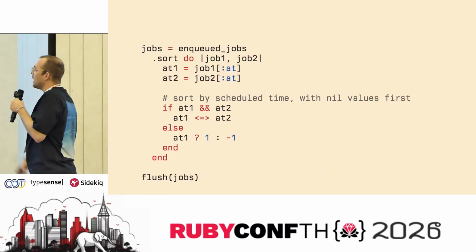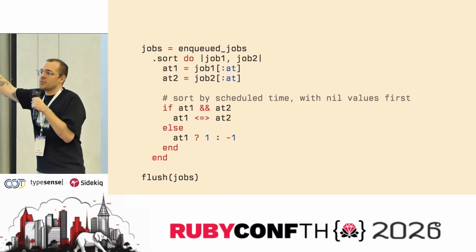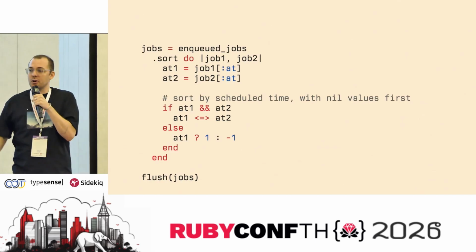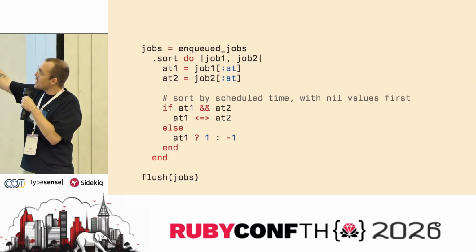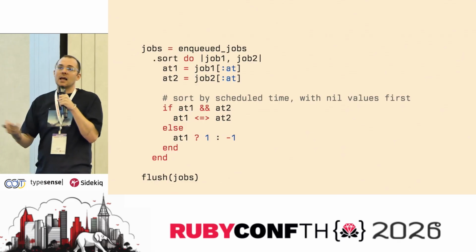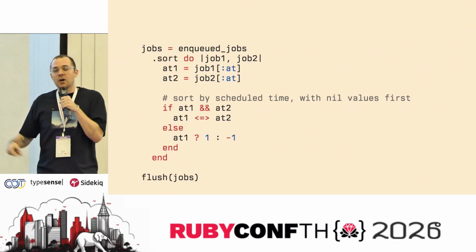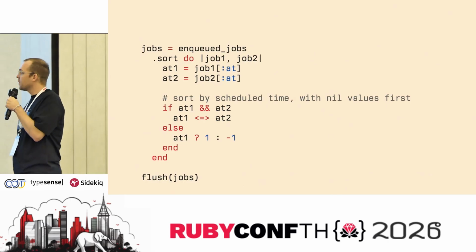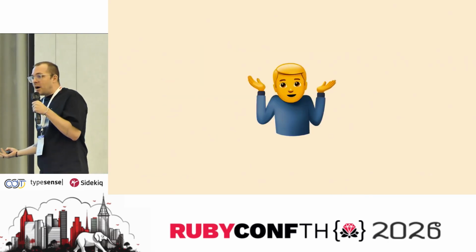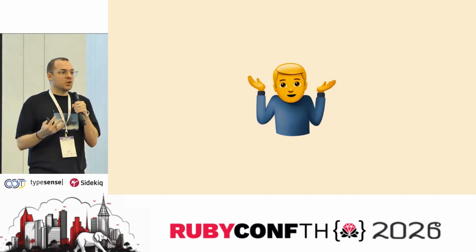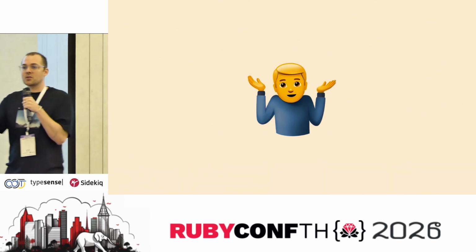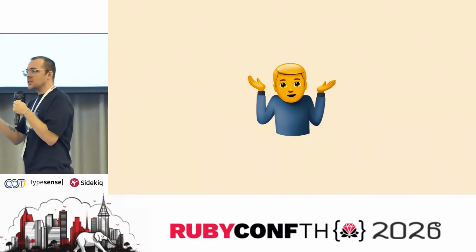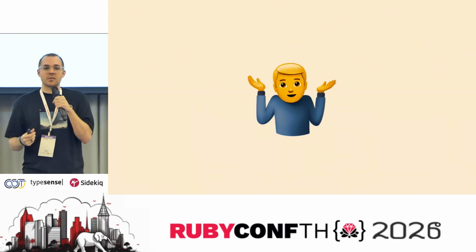Well, if we could take our enqueued jobs array, sort it by when the job is scheduled to occur, and then take that sorted array of jobs and tell Active Job, all right, flush this. We could do this in our until loop, and things would work. But unfortunately, Active Job's testing helpers don't provide us with this generic flush method. This doesn't exist. And this is the core pain point that led to the creation of Chaotic Job.